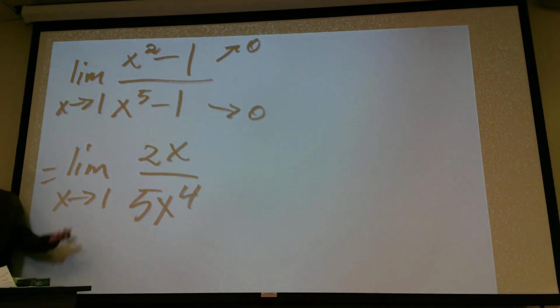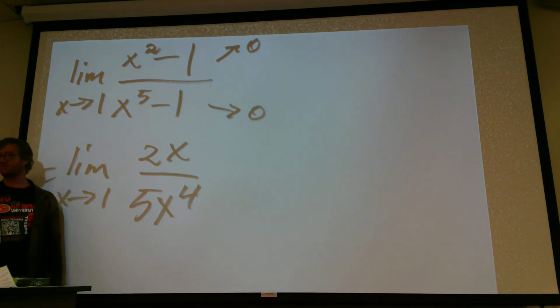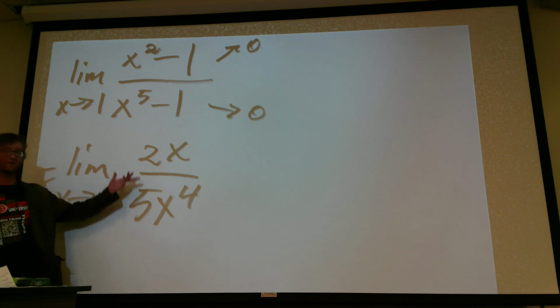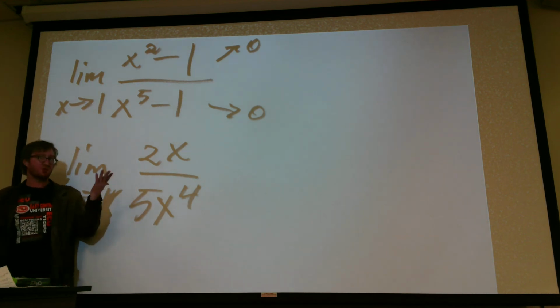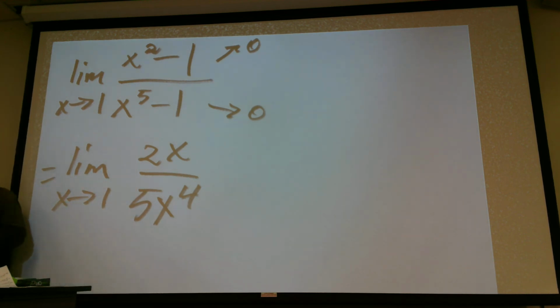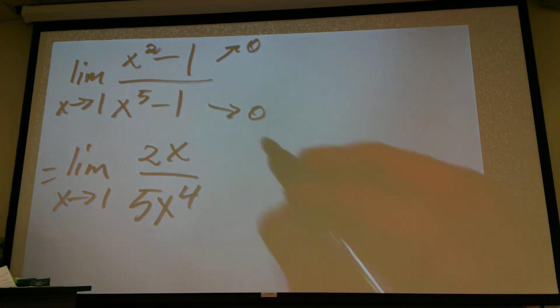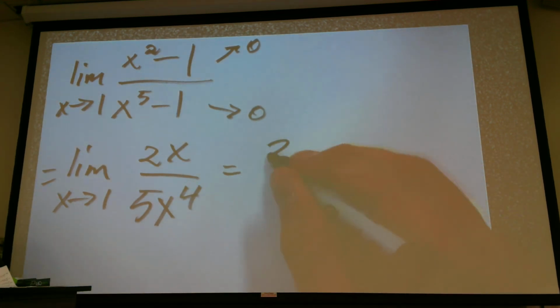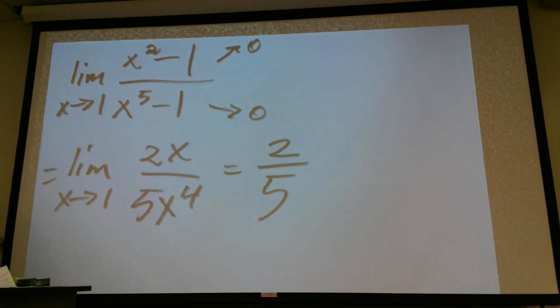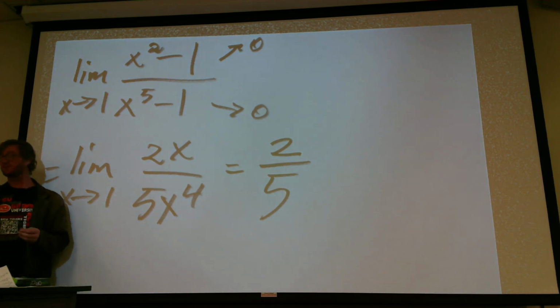Okay. Well, at this point of the problem, you don't have 0 over 0 in this at all. You can plug 1 into this thing. 2 times 1 is just 2, and 5 times 1 to the 4th power is still just 5. So, the answer to the problem ends up becoming just 2 divided by 5.